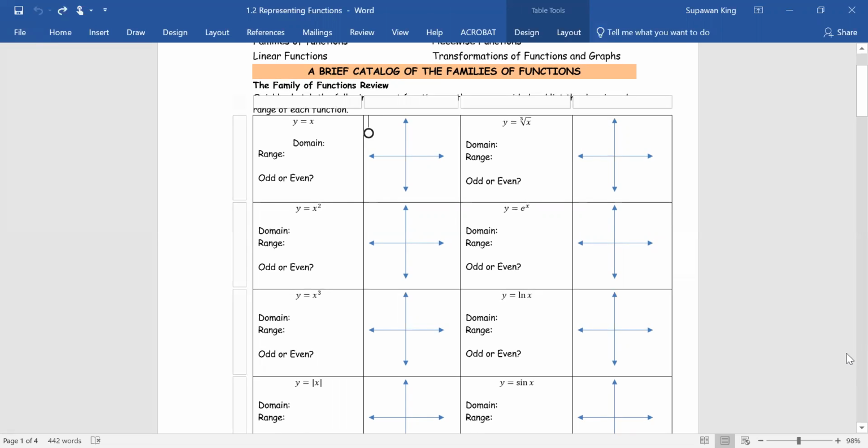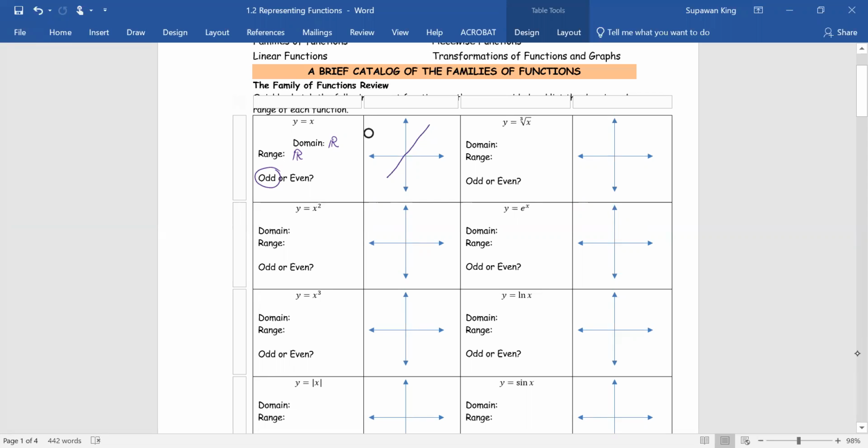Let's complete this table together. Y equals x, the graph is the line with the slope 1, passing the intercept at 0, 0. The domain is the set of all real numbers. The range is the set of all real numbers. This is an odd function because it has symmetry with respect to the origin.